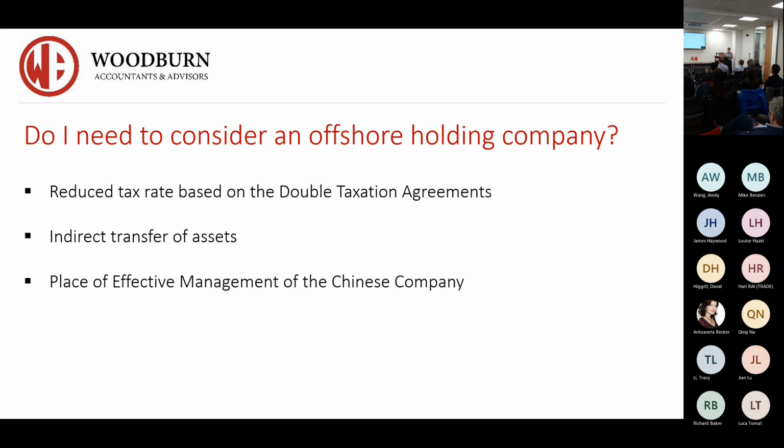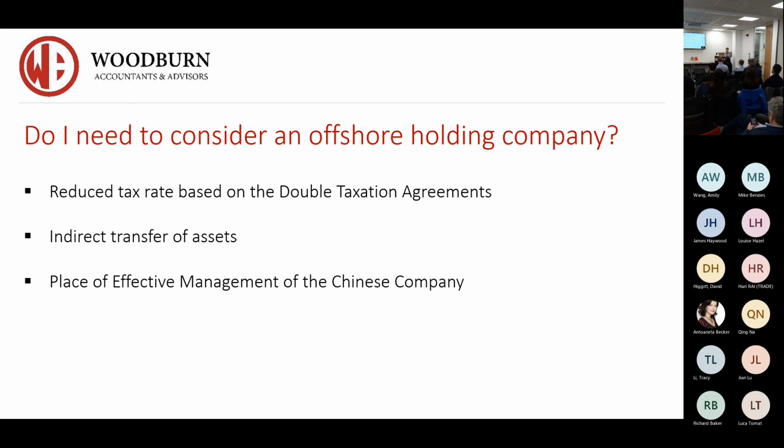So they could ask you, we want to see headcount in that company. They could ask you, show me transaction proof that transactions have run through that company. They might even ask you about effective management. Who's sitting in that Hong Kong company? Is anybody sitting in Hong Kong and making decisions? You don't know what they might ask.